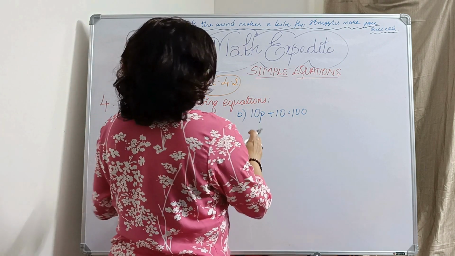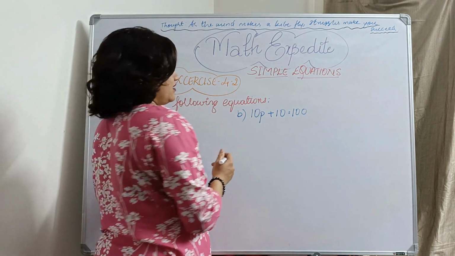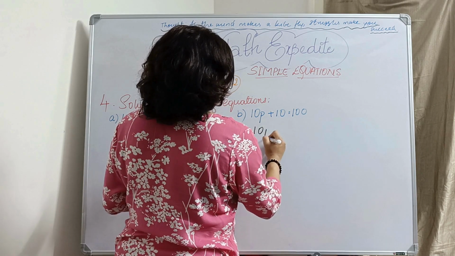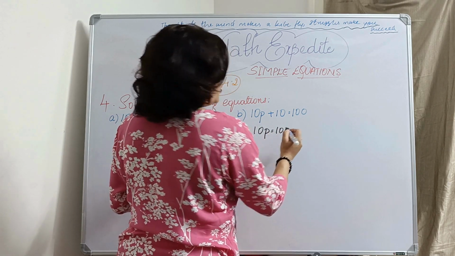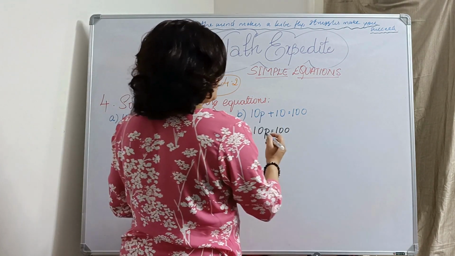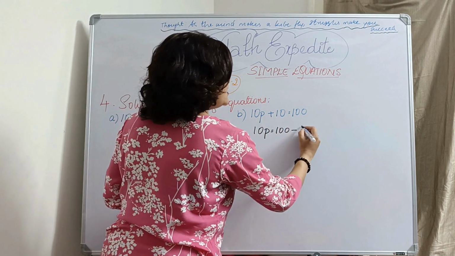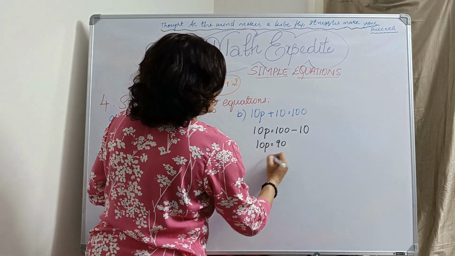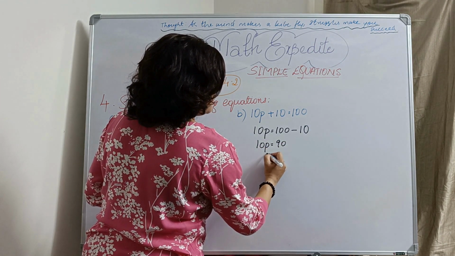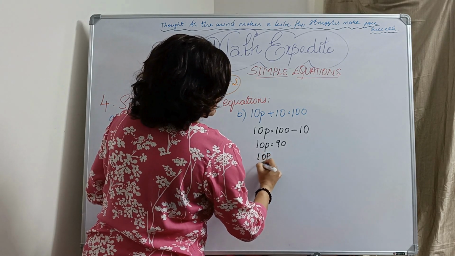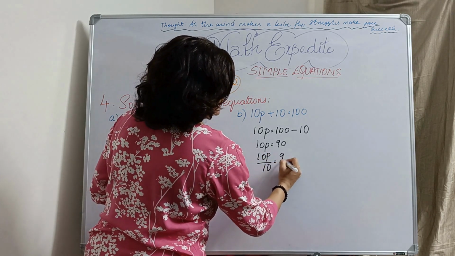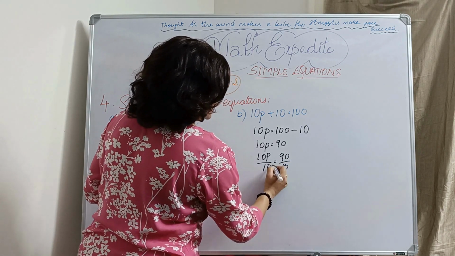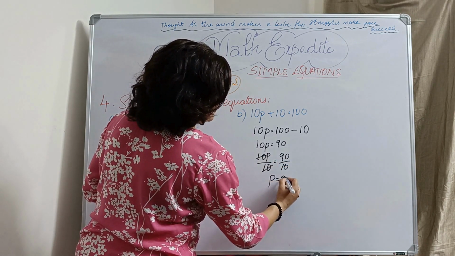Second one, what are we doing here? Let us use the transposing method. So 10p plus 10 equals 100. We are transposing 10. So what will happen? There is a plus sign, so it becomes minus 10. So 10p is equal to 90. Then in the second step, we are dividing 10p by 10 and 90 by 10. So 10 gets cancelled. p equals 9.